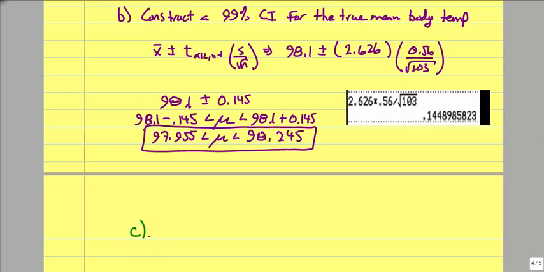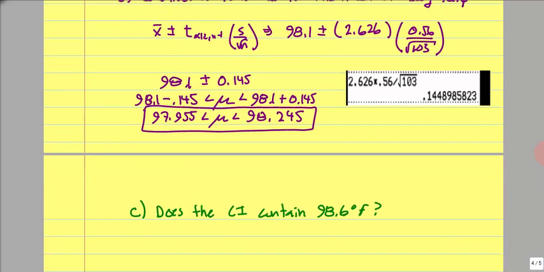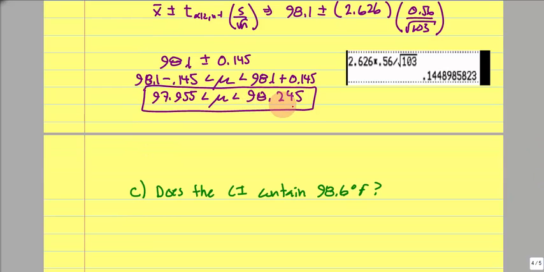So part C. First of all, does the confidence interval contain 98.6 degrees Fahrenheit? Because this is kind of what we typically think that the body temperature should be. And if you notice, 98.6 is slightly out of here. So this is providing evidence that my actual true mean body temperature is actually a little less than 98.6 degrees Fahrenheit. So this is a no. 98.6 is not in that interval.